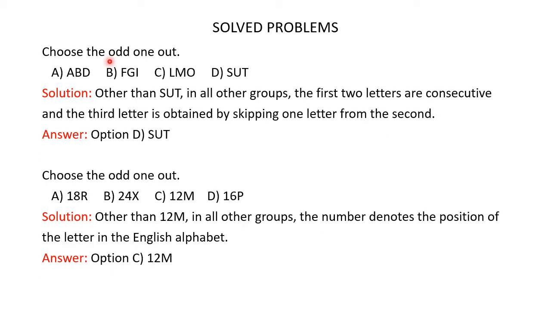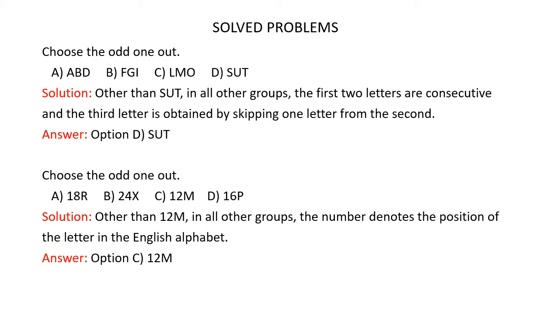Choose the odd one out. Here you are given four options. Option A, ABD, option B, FGI, option C, LMO, option D, SUT. You have to find the odd one out among these four groups of letters. When you observe these four groups of letters, you will see that other than SUT, in all the other groups, the first two letters are consecutive and the third letter is obtained by skipping one letter from the second.